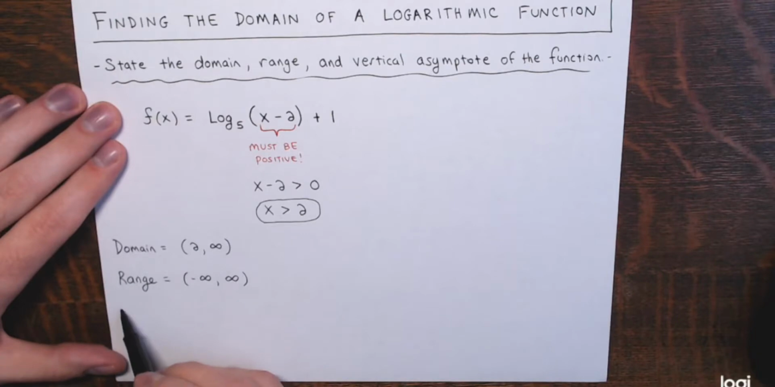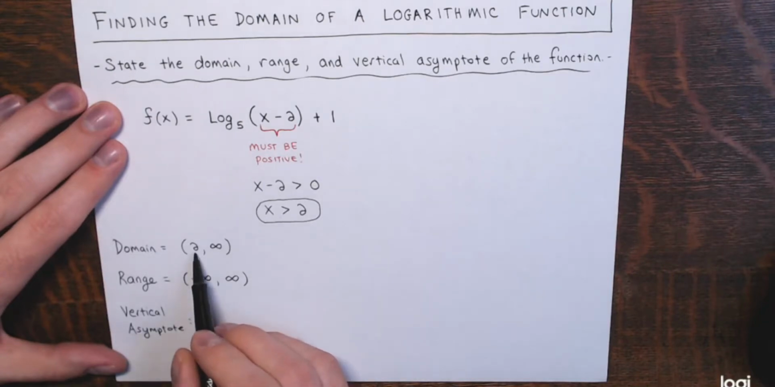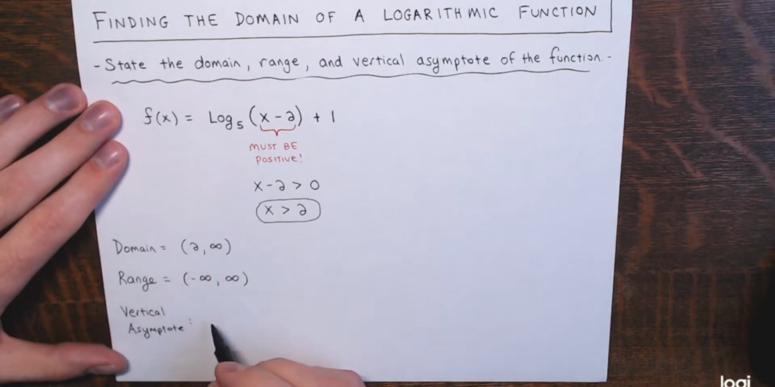And then the vertical asymptote. Once you've stated the domain, this vertical asymptote should be easy to identify. We can only plug in values greater than 2. So x equals 2 is going to be the vertical asymptote. The graph will not have any points on this line and will get really, really close to this line without actually touching it.